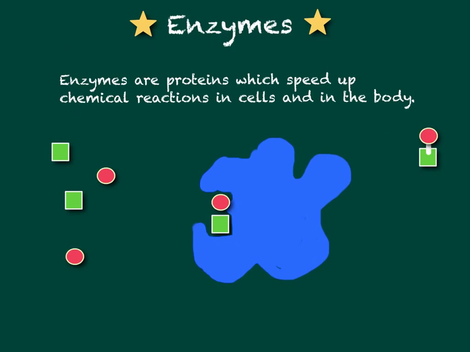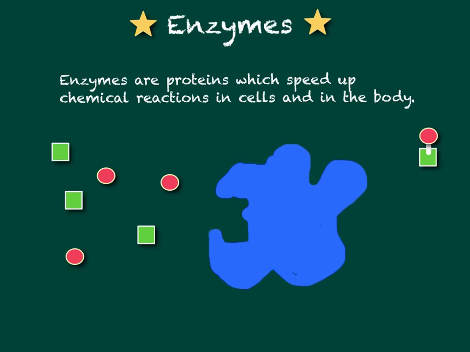Another very important function of proteins is as enzymes. I've written enzymes here with 2 stars because this is maybe the most important word in biochemistry, enzyme. What is an enzyme? Enzymes are proteins which speed up chemical reactions in cells and in the body. In our cells and our bodies there are many thousands and thousands of chemical reactions happening, and these are speeded up, made possible by enzymes.